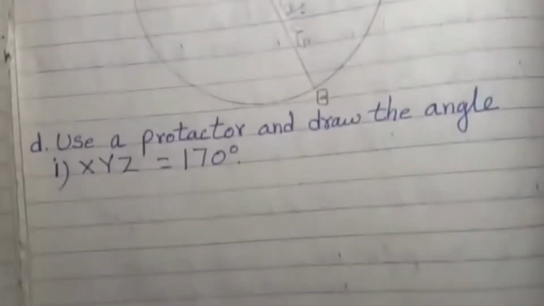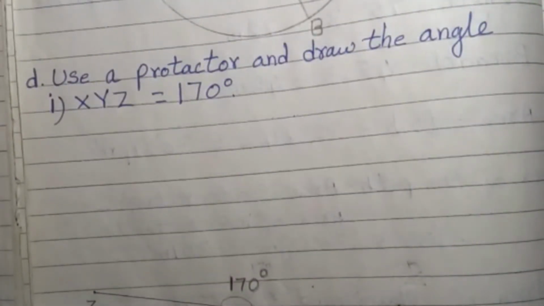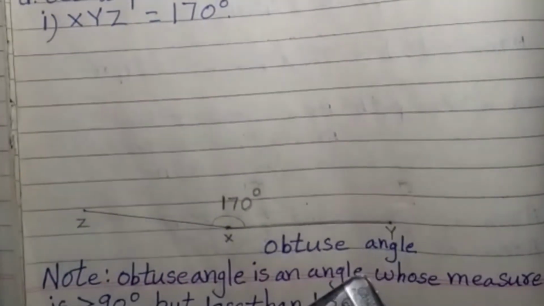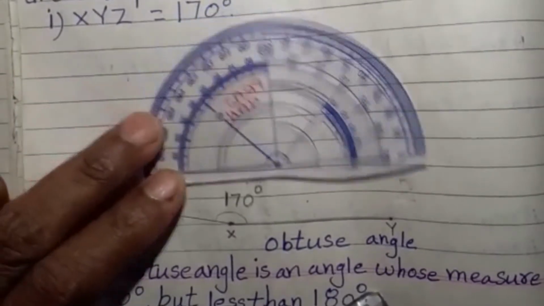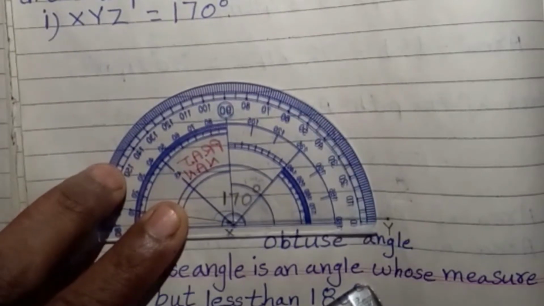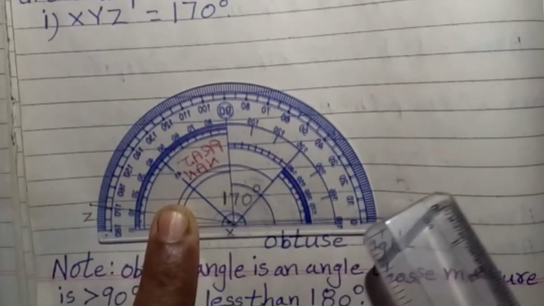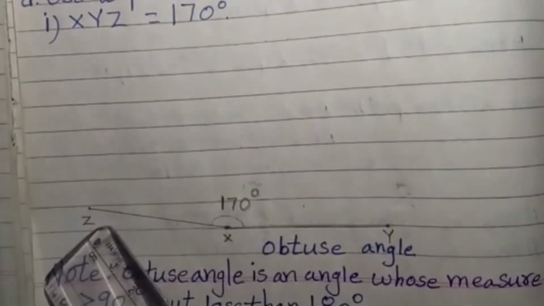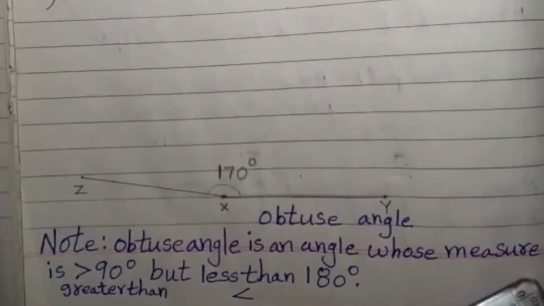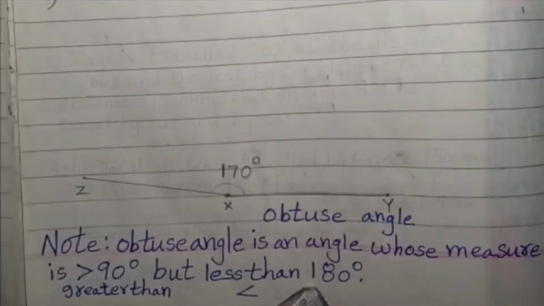Use a protractor and draw the angle XYZ is equal to 170 degrees. Draw a line, write XY and place the protractor at point X. From right to left, mark at 170 degrees. Draw line and name the point as Z. This is an obtuse angle. Obtuse angle is an angle whose measure is greater than 90 degrees but less than 180 degrees.